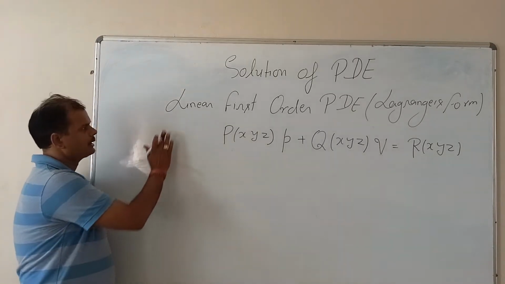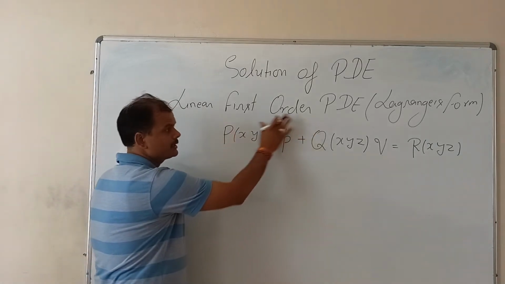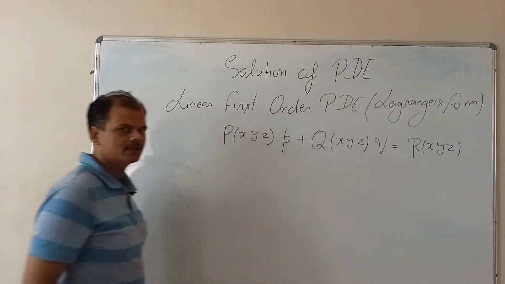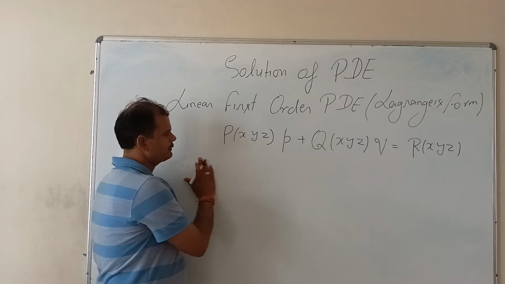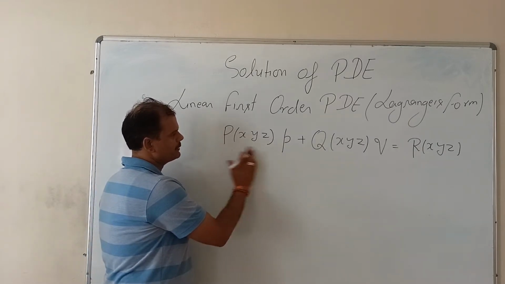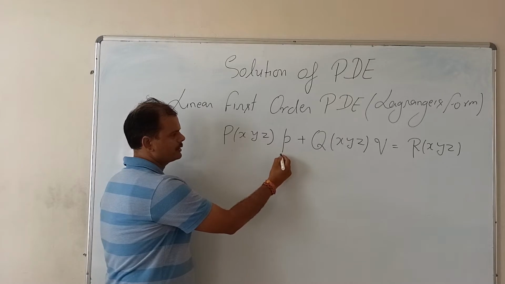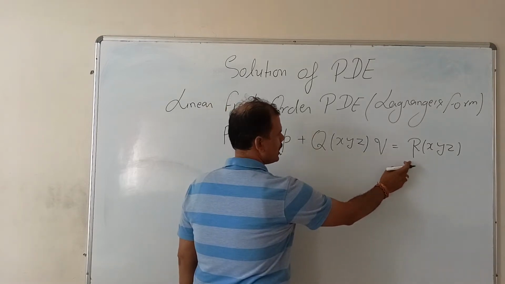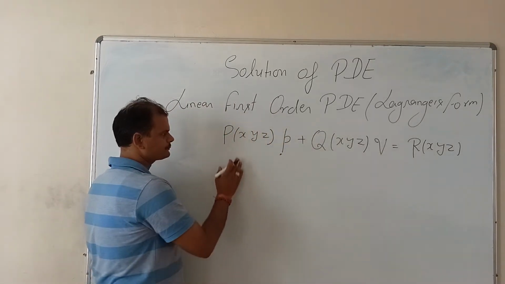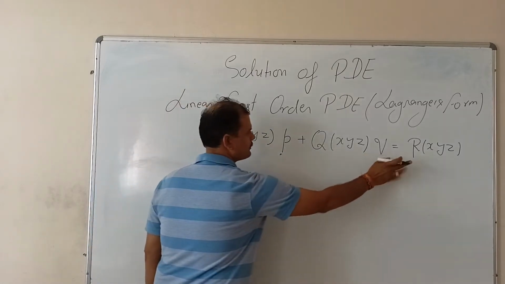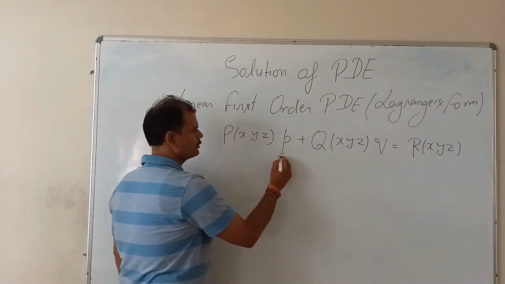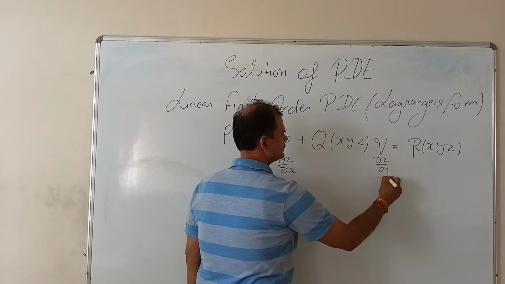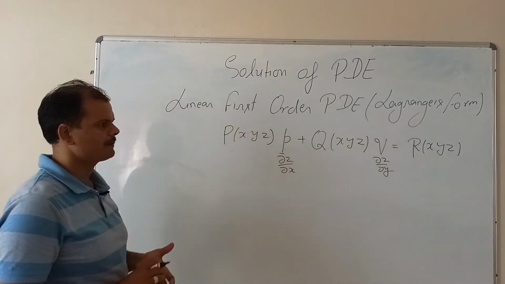So first we have the linear first order PDE, and this is also called the Lagrange's form of the PDE. The standard form of the PDE will be P(x,y,z) p plus Q(x,y,z) q equal to R(x,y,z). Here capital P, capital Q, capital R are functions of x, y, z, and this small p is del z by del x, and small q is del z by del y. So this form is called the Lagrange's form.